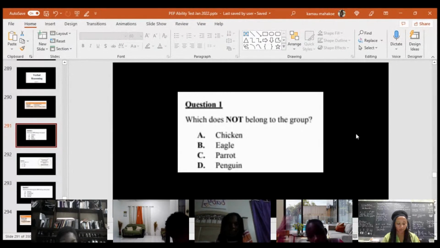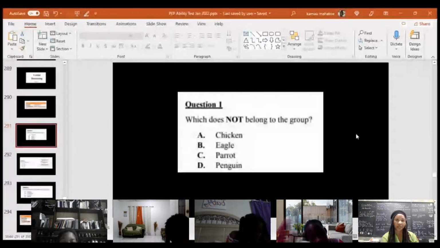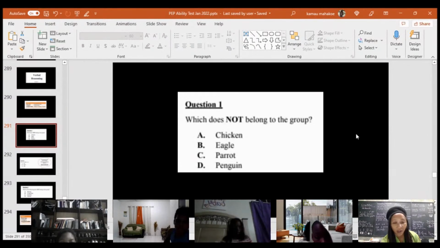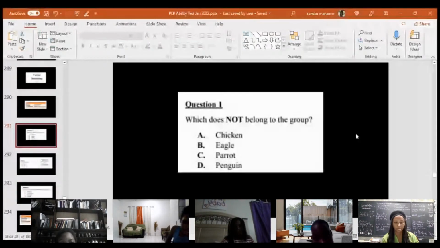Miss, I say penguin because all the others can fly except the penguin. Okay, that could be a classification. And remember, for the classification type, the items do have something in common. So what do these options have in common first? They're all birds. Okay, so they're all birds.